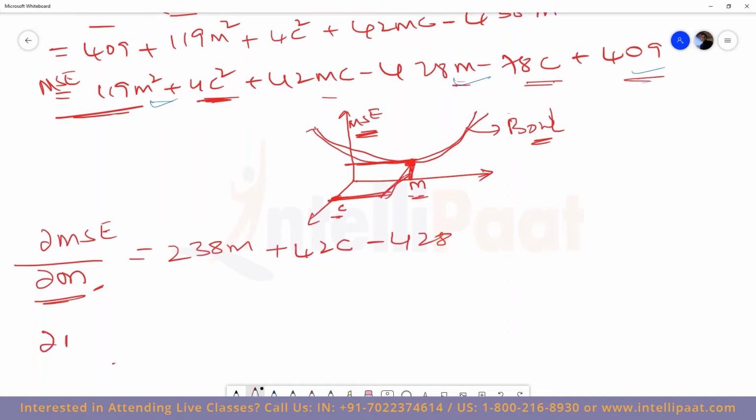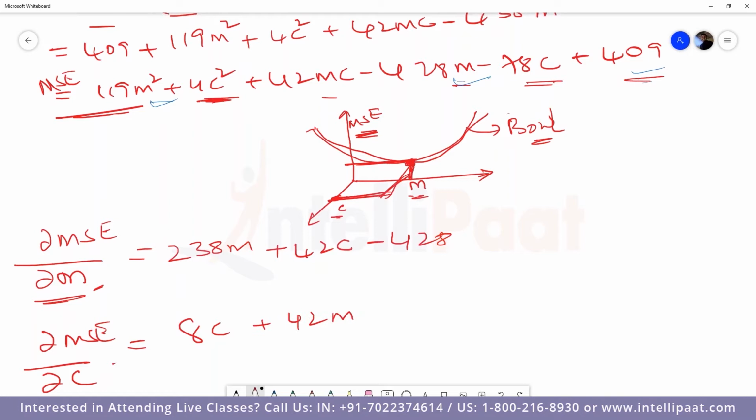That's the first one. Similarly, ∂SSE/∂c. This will become 8c, plus 42m, minus 78 is what I'm going to get. So I got two equations. This will be equal to 0 and this will be equal to 0. Two equations, two unknowns. Can I solve this?